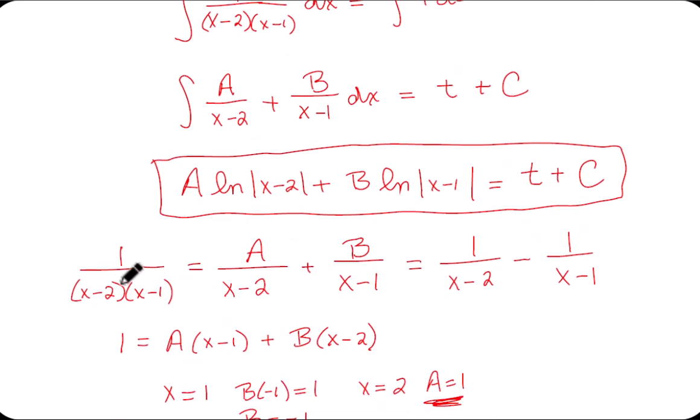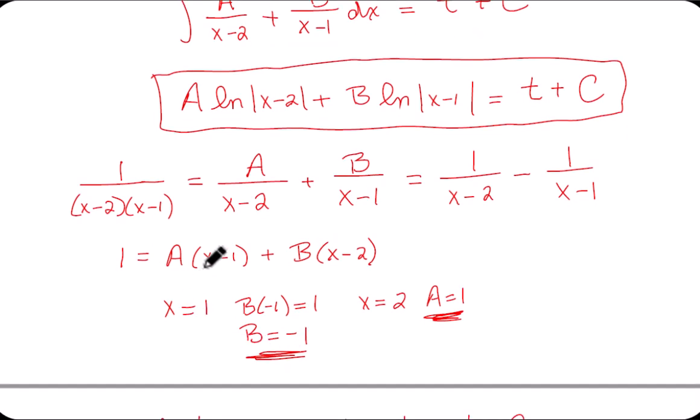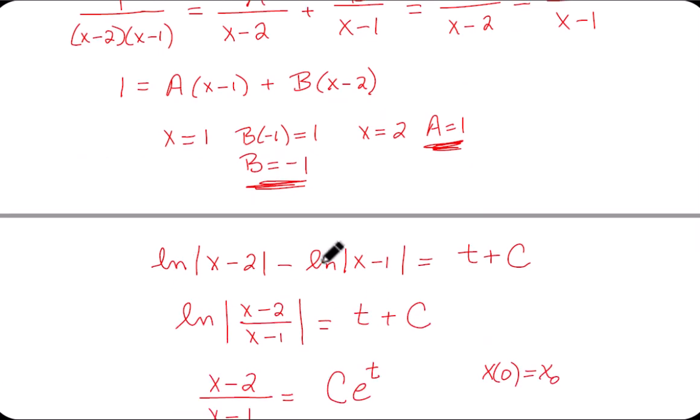All right, so looking at the partial fractions, I'd multiply through by this denominator. And then I can pick different values for x. So if x is 1, I can solve for B, and B is minus 1. And if I let x be 2, then I can solve for A, and A is 1. All right, so plugging that back in here for A and for B, we get a difference of 2 logs, which we've seen before by properties of logarithms, that's the log of a division.